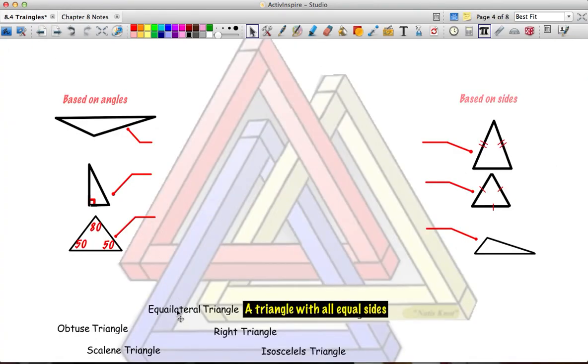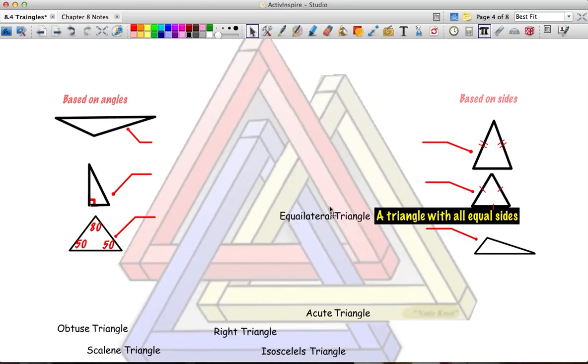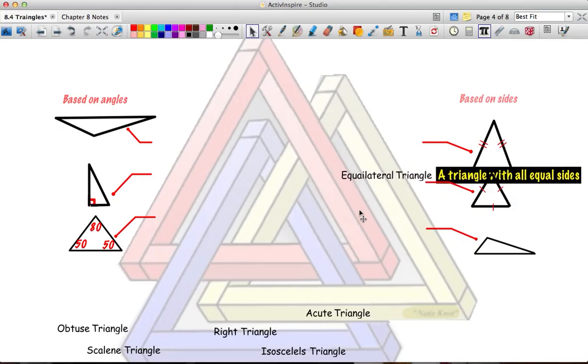Alright, so an equilateral triangle is a triangle with all equal sides. To know that all the sides are equal, we use these little congruency symbols here. So because this side is equal to this side and this side, I know that this is an equilateral triangle.